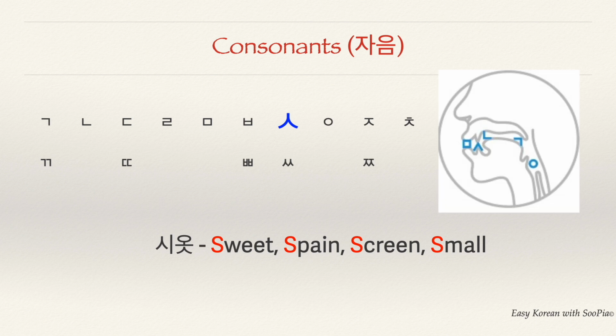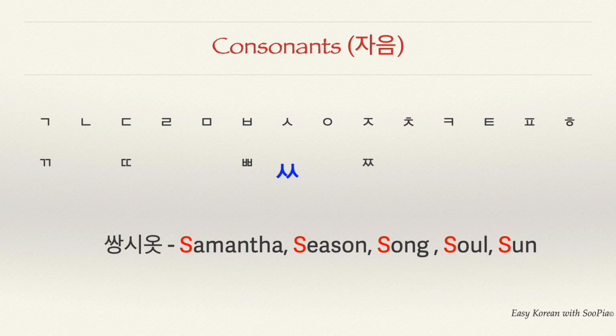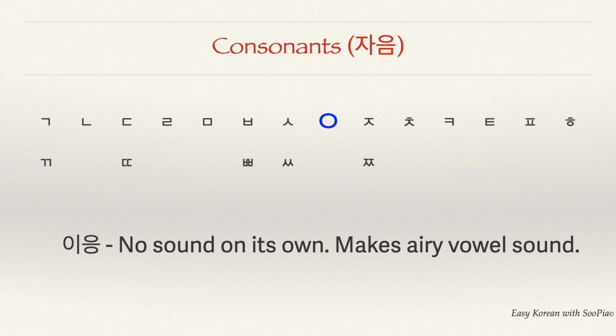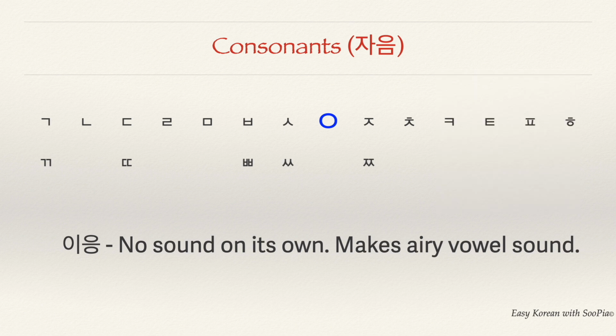Shiot is the sound you get with your air through your teeth. It is similar to the soft S sound as found in English words such as sweet, screen, small. 쌍시옷 is similar to the strong S sound as found in English words such as seasoned, song, soul, and sun. Iung is a sound through the airway and does not have a distinct sound on its own. Consonant iung is used for the airy vowel sound because a Korean word must start with a consonant.